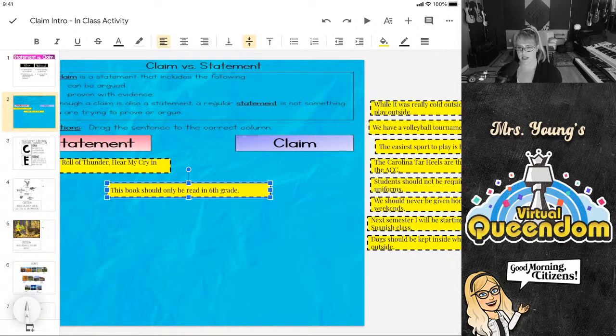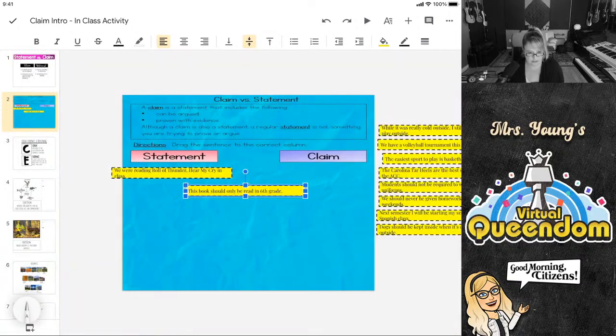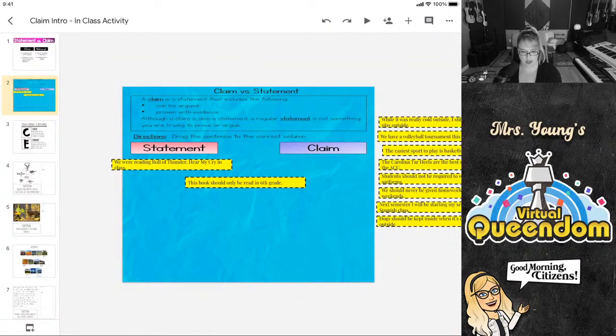Why is that a claim? It can be argued. Yes. It can be argued about. What about all my higher level readers who read at like 8th, 9th, 10th grade level? What is it about this book that can only be read in 6th grade? I call shenanigans. Anyone can read it, right? Yes, very good. So that's a claim. You can argue it.